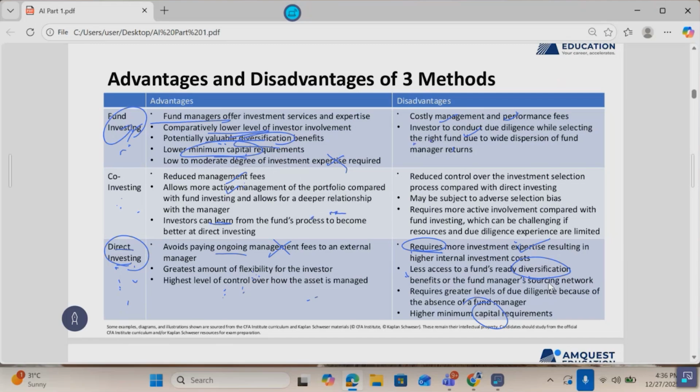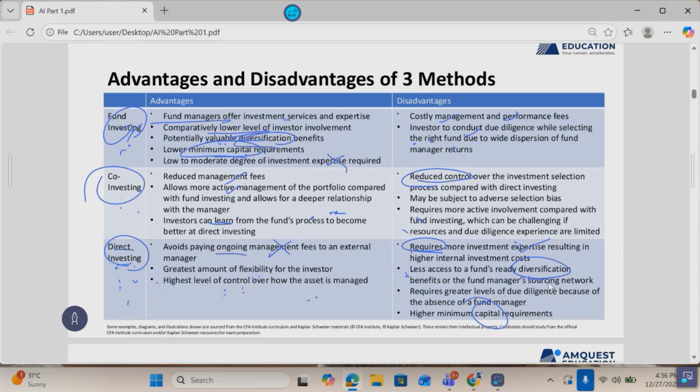Right? Obviously, the disadvantage of co-investing is that you're losing some control. Here you have full control, here you have reduced. It may be subject to adverse selection because the two of you are probably biased in selecting, so there's a bias that could happen, and obviously here you require more involvement. Here it's like, boss, you're the expert, I'm doing nothing, you do the work. You're zero involved. Here you get some involvement. Here you are fully involved. Clear? So each has its own disadvantages.